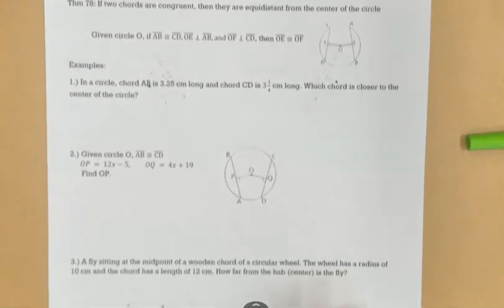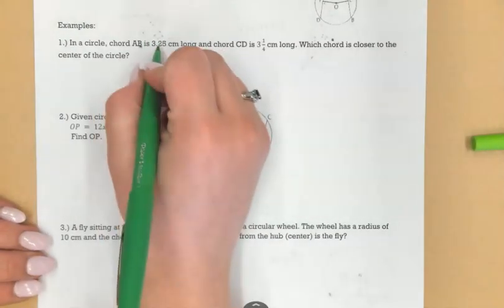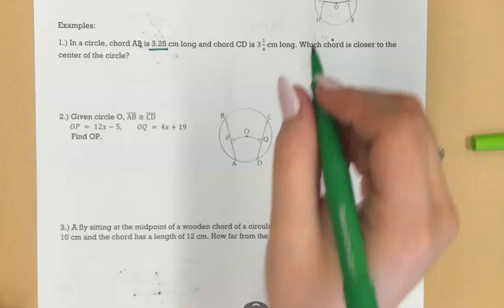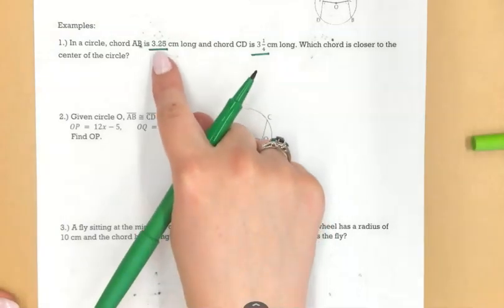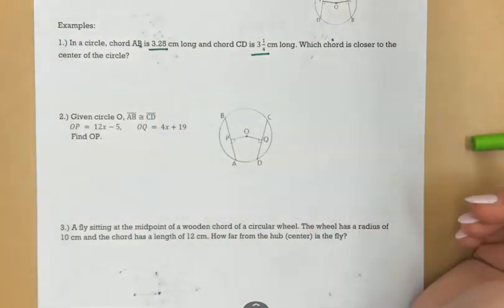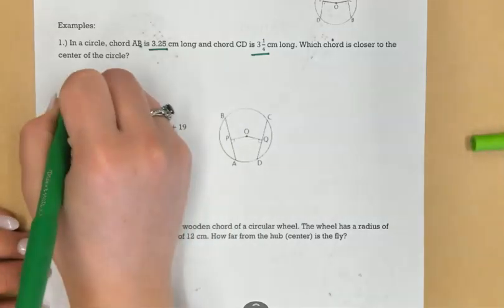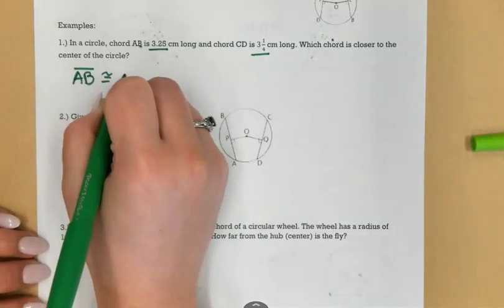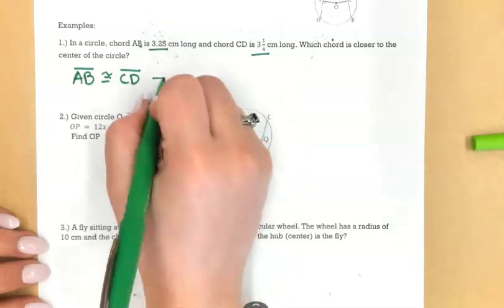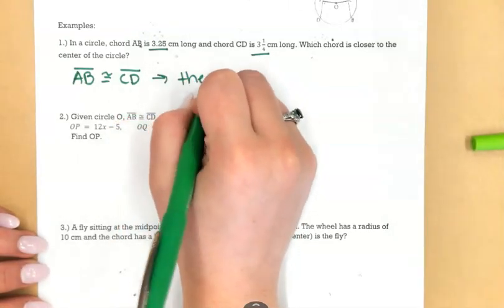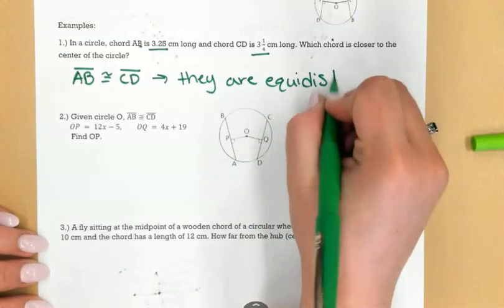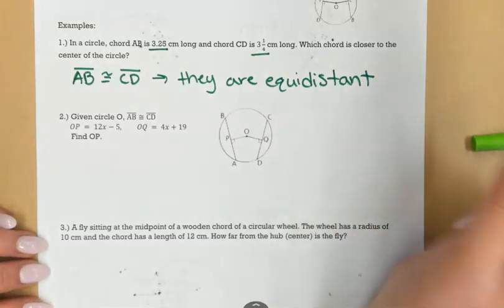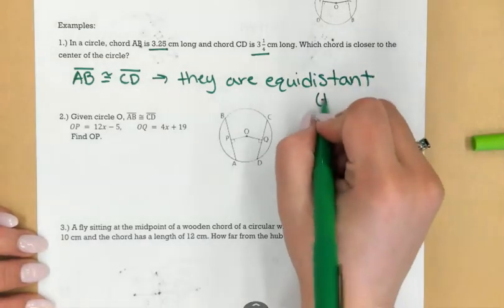So looking at example 1 here, in a circle, I've got chord AB, that's 3.25 centimeters long, and chord CD is 3 1/4 centimeters long. Which chord is closer to the center of the circle? Well, 3.25 and 3 1/4 are just different ways to represent the same increment. So this means that AB is congruent to CD. Therefore, they're going to be the same distance away, or equidistant. And this comes from Theorem 78.